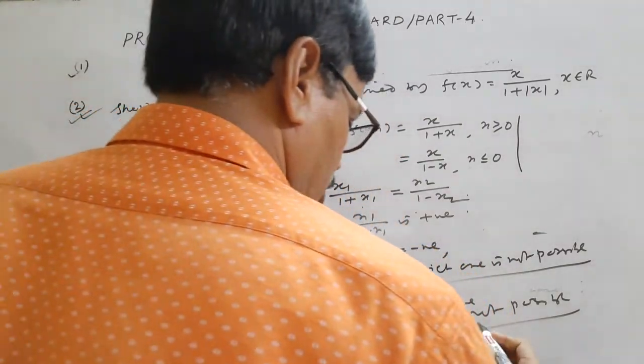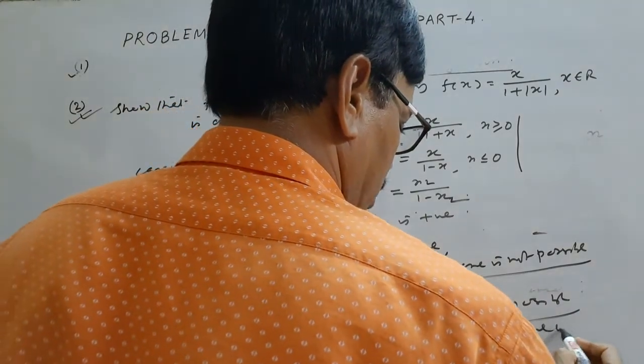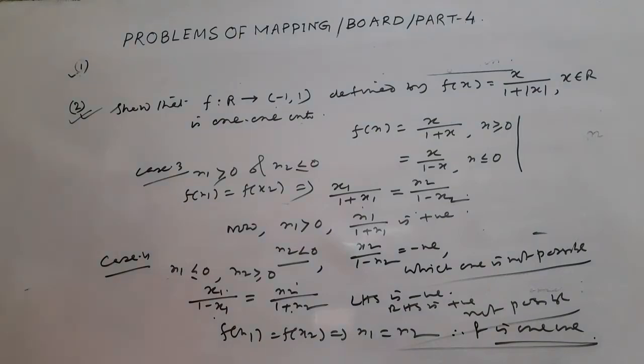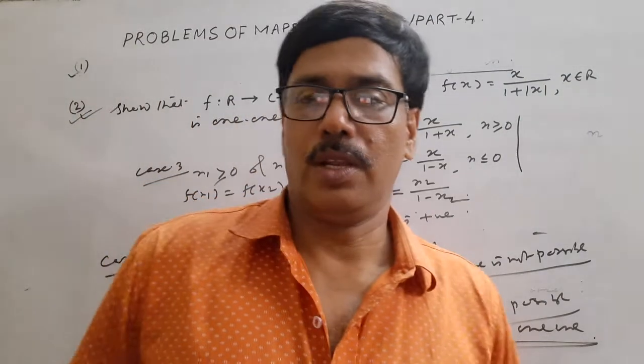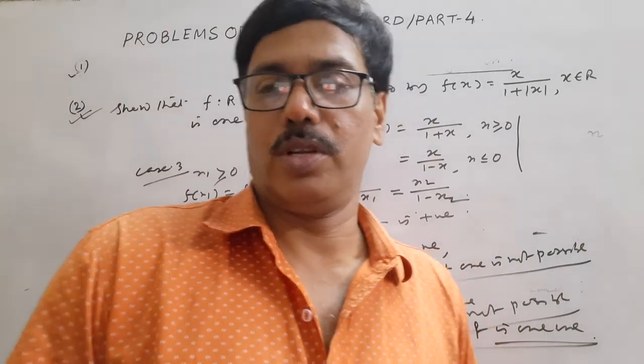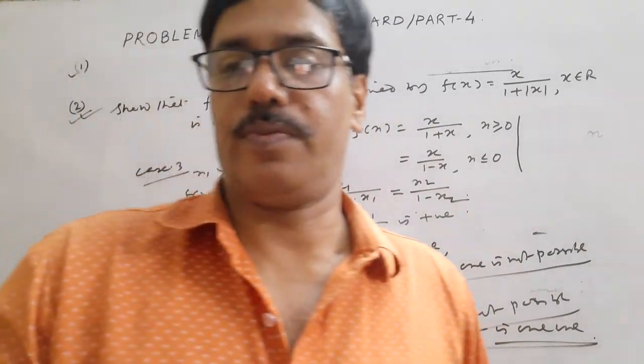So f is one-one. Now we have to prove it is onto.